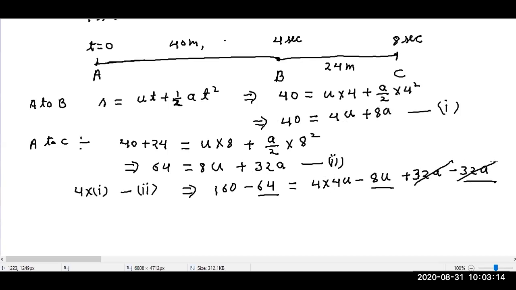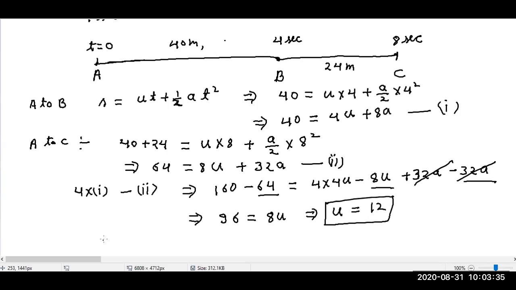So these two are cancelled. We will have how much? If we subtract, this is 96, and this is 16U minus 8U, so 8U. So U is coming 12. The initial velocity which we are getting is 12 meter per second.